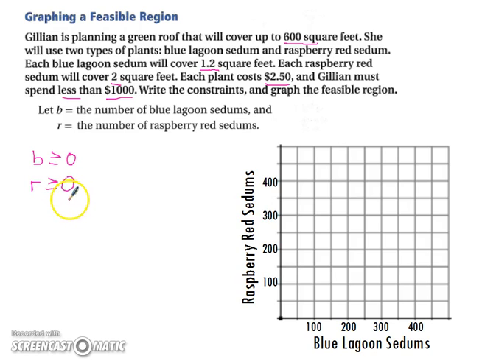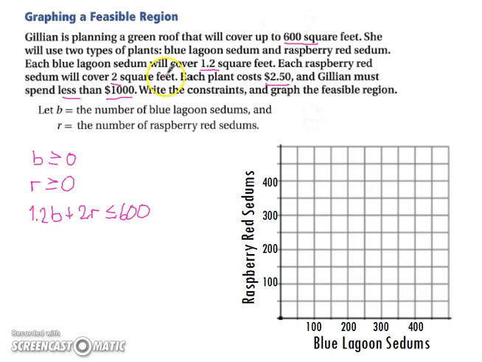Now our next constraints are going to be in terms of monetary value and then the quantity in terms of the size or space it's going to take up. So there's 600 square feet available. We can't use more than that because then we're off the roof. So between your Blue Lagoon and your Raspberry Red, it has to be less than 600. So we have 1.2 times B plus 2 times our Raspberry Red must be less than or equal to 600.